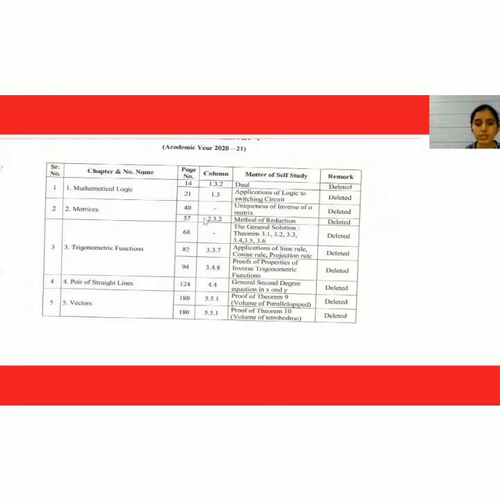It's on page 40, and page 57 is 2.3.2 method of reduction. Now what is this method of reduction? We had done something as solution of linear equations. Solution of linear equations was done by two methods. One was by inverse and one was by method of reduction. So this method of reduction they have excluded from the syllabus. I'll just show it to you in the textbook again.